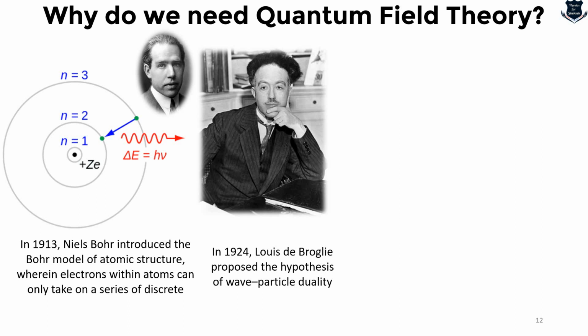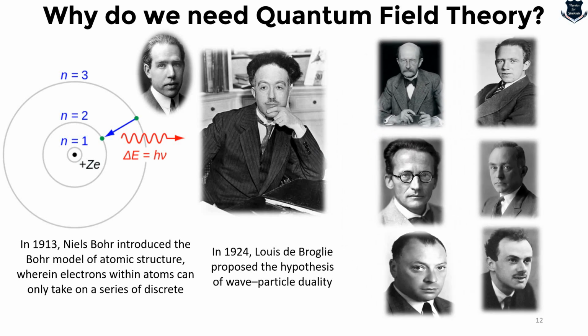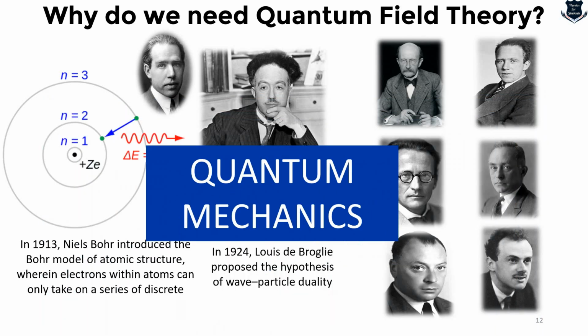Now, as we unite all those scattered ideas, a coherent discipline emerges between 1925 and 1926 with Max Planck, Louis de Broglie, Werner Heisenberg, Max Born, Erwin Schrödinger, Paul Dirac, and Wolfgang Pauli, which we now call quantum mechanics.